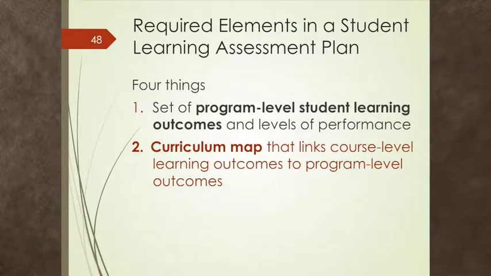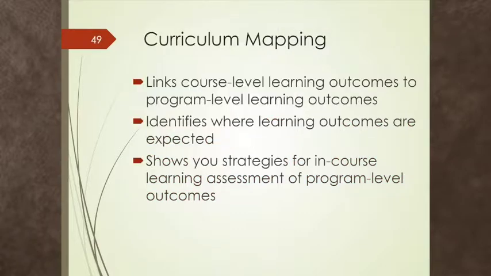Second element of the student learning outcomes assessment is the assessment plan, which is the curriculum map. This links course level learning outcomes to the program learning outcomes. It also identifies where your learning outcomes are expected, so that if you're not achieving your program level learning outcome, you know what courses to look at and to start working through, which might suddenly produce lots of erased X's on your old curriculum matrix to now your new curriculum map.